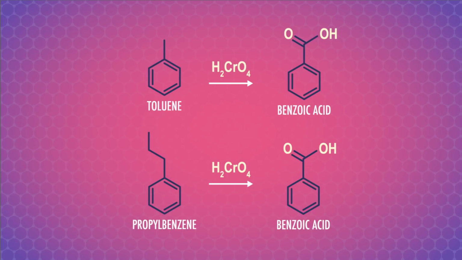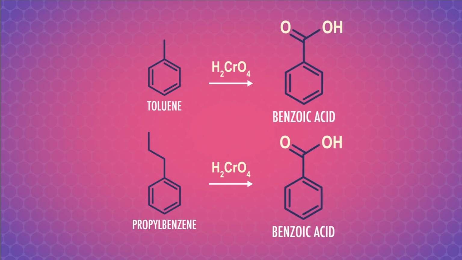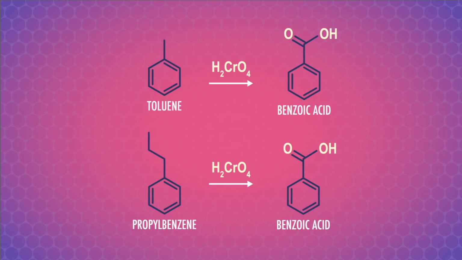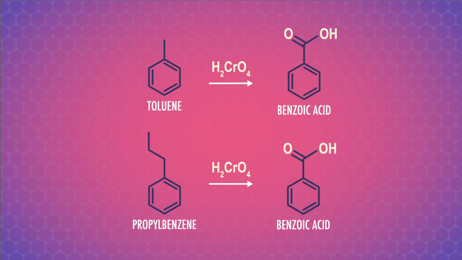Benzylic oxidations are a handy way of turning a benzene with an alkyl side chain into benzoic acid. To do this, we can use chromic acid or hot alkaline potassium permanganate as an oxidizing agent. This reaction works regardless of the length of the side chain, but you need to have at least one benzylic hydrogen. Because oxidation begins at the benzylic carbon, during the reaction, the further carbons on the chain are lopped off, giving us benzoic acid every time.